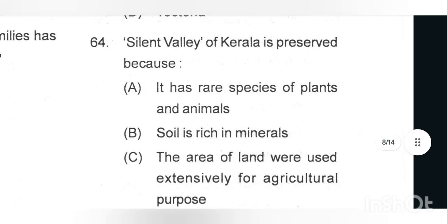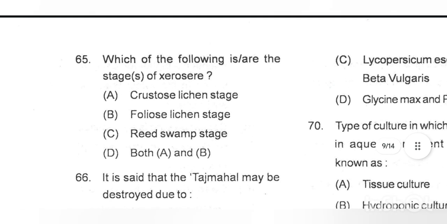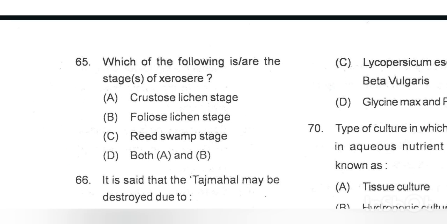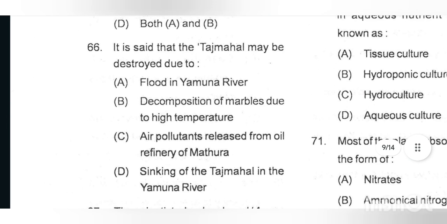Then question number 64, Silent Valley of Kerala is preserved because it has rare species of plants and animals. Then question number 65, which of the following is or are the stages of xerosere? So crustose lichen stage, foliose lichen stage, both of these are present in your xerosere. So here the correct answer is both A and B. Then question number 66, it is said that Taj Mahal may be destroyed due to air pollution and air pollutants which are released from oil refinery of Mathura.